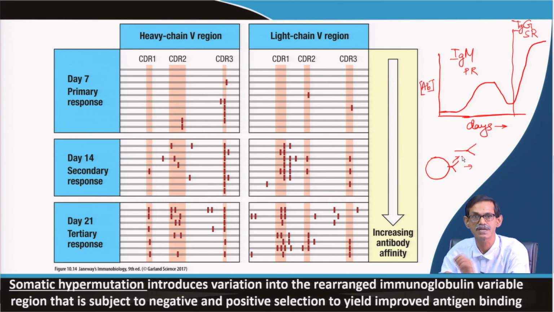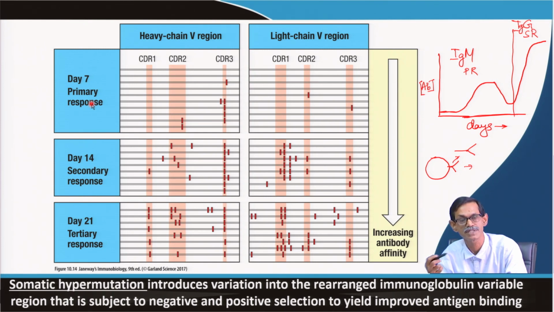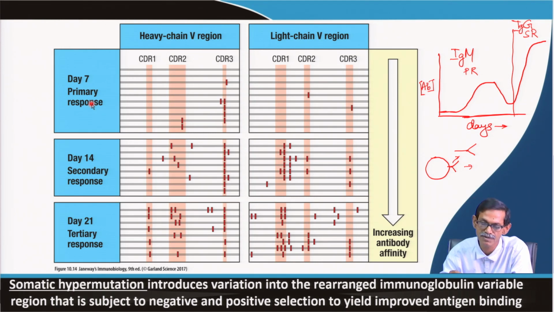So, if you see this figure, what you see here is the heavy chain variable region and the light chain variable region. This is the primary response, day 7. Okay, the B cells are proliferating, converting to plasma cells, and producing antibody. During that time mutation also occurs. What is the rate of mutation? You see these red spots are the mutations. You see very few mutations here and there.